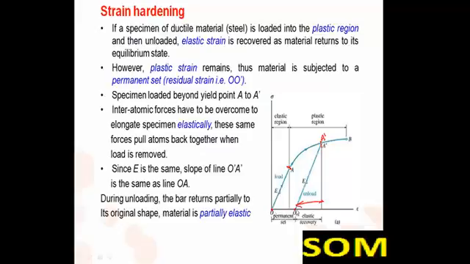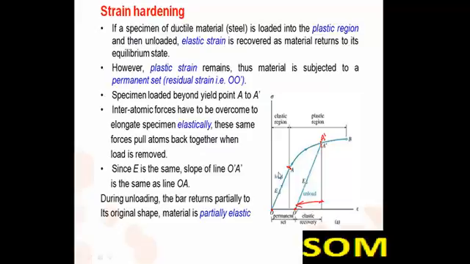These are the permanent stresses that are developed. Plastic strain remains, the material subject to permanent set. Specimen loaded from point A to A dash. Interatomic forces have to be overcome to elongate the specimen elastically. These same forces pull atoms back together when the load is removed. Since E is the same, the slope of line O dash A dash is the same as that of line OA.